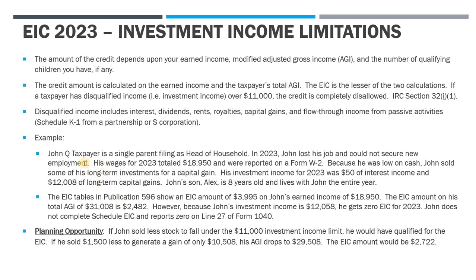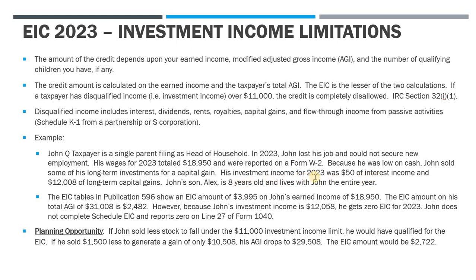So if we look at our example here, let's say we have John Taxpayer. He's a single parent and he's filing as a head of household for the 2023 year. Now in 2023, he lost his job and he wasn't able to secure new employment. Now the wages he was paid leading up to losing that job were $18,950 for the year, and he did get that reported to him on a W-2.